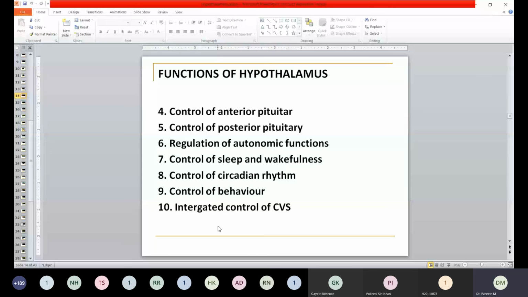controlling the sleep and wakefulness cycle, controlling the circadian rhythm, controlling the emotions and behavior, mainly because it is associated with the limbic system. Last is integrated control of the cardiovascular system. So these are the 10 important functions of the hypothalamus.